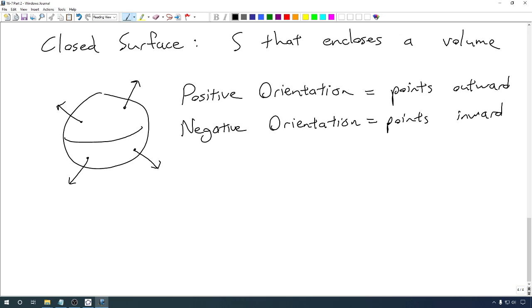So orientation matters here. In the next video, we'll talk about what the surface integral of a vector field actually is. So meet me in that one, and we'll get to it.